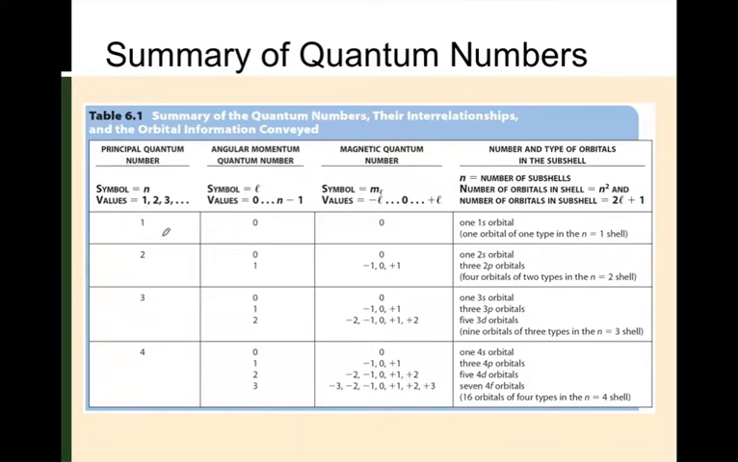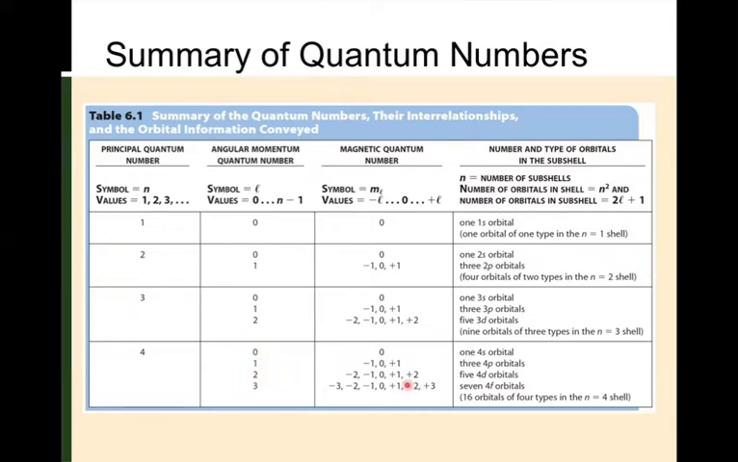So in the N is equal to 1 level, that's the 1s. We have only got one type of orbital, which is this 0. So it's an s orbital, and we can only have one s orbital in the N is equal to 1 level. At N is equal to 2, we now have 2 types of orbitals. We have s and we have p. Then N is equal to 3, we have 3 types of orbitals: s, p, and d. And then for the principal quantum number 4, we have 4 types of orbitals. We have 0, 1, 2, and 3. So that's s, p, d, and f.